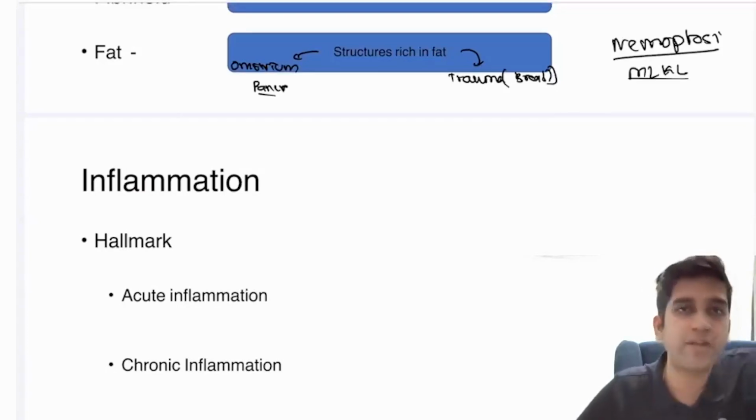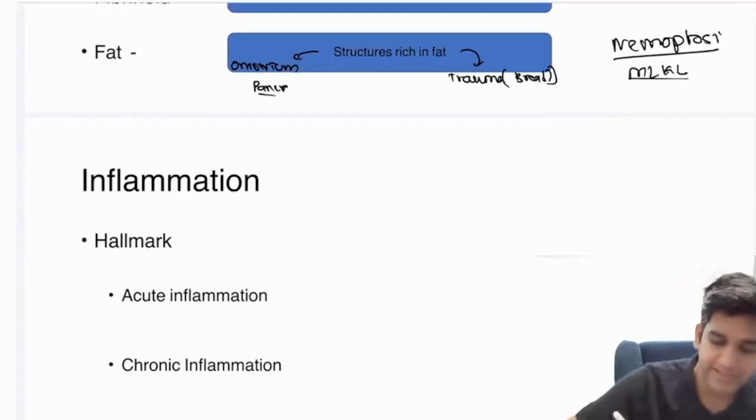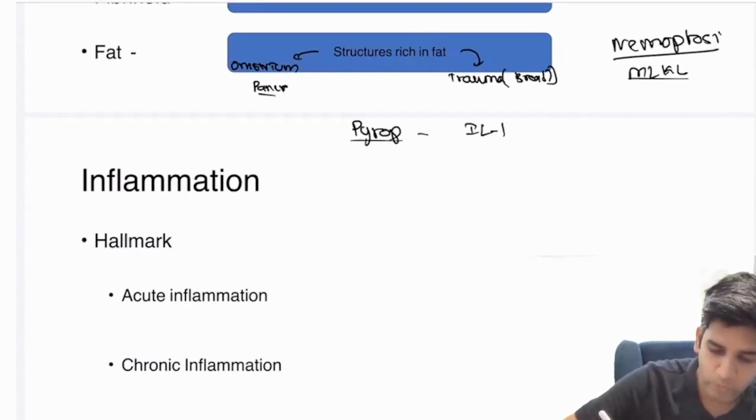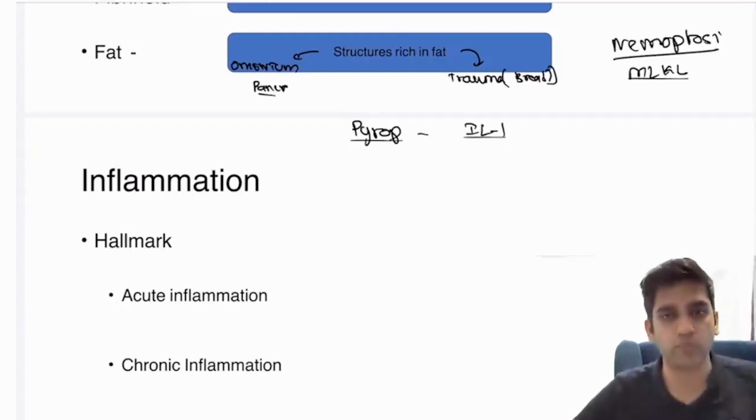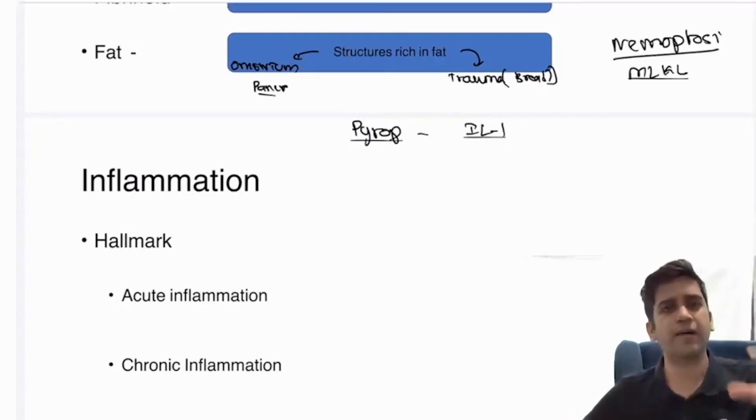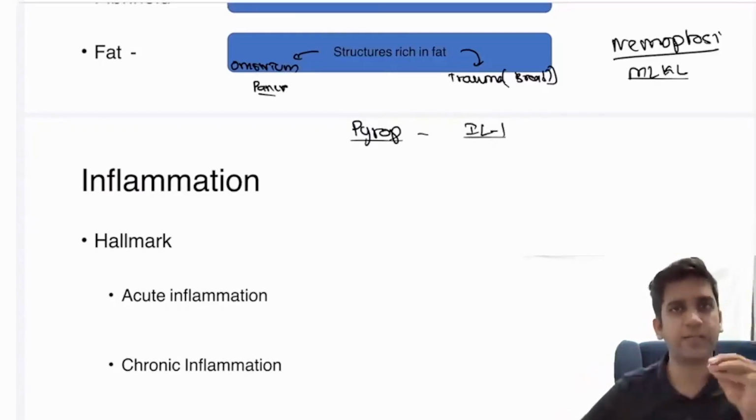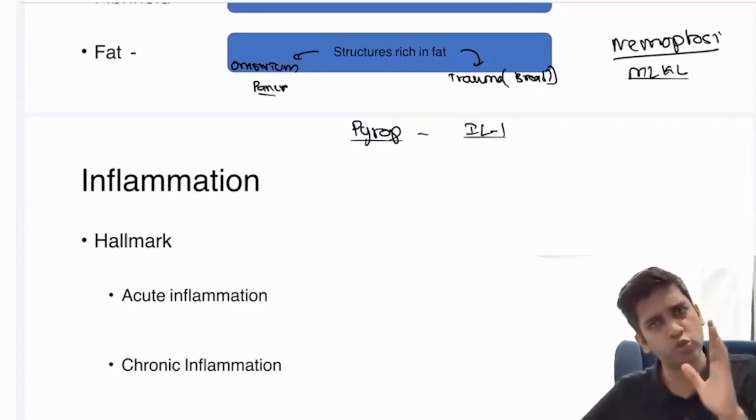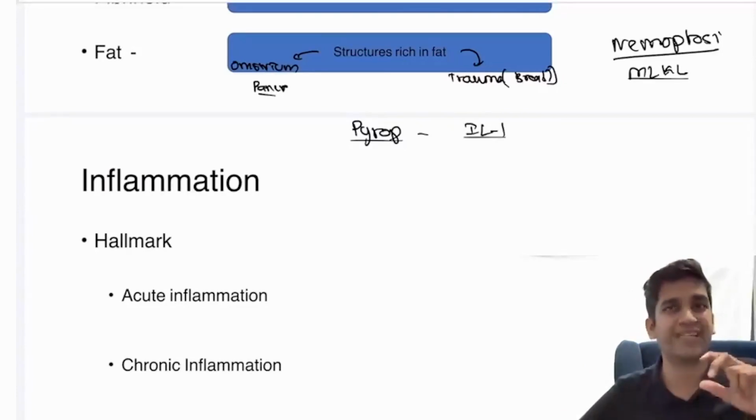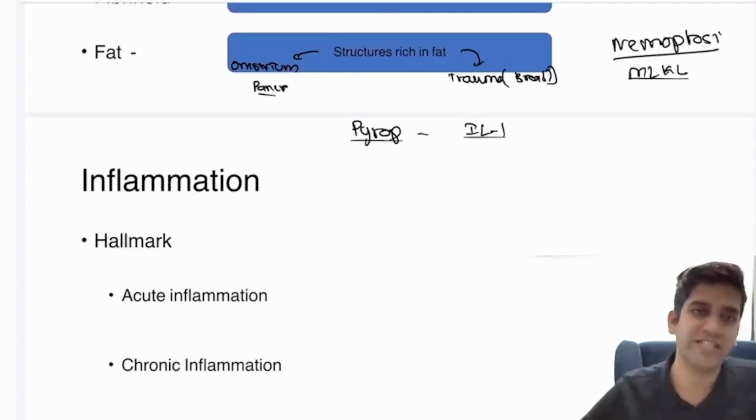Pyroptosis, it's inflammation or fever induced, right? So the only thing which I want you to remember in pyroptosis, it's mediated by interleukin 1 and the inflammasome. Anything which can trigger inflammasome pathway will end up in having fever and apoptosis, which is pyroptosis. Pyroptosis also caspase dependent only. Necroptosis caspase independent, and apoptosis obviously is caspase dependent, right?